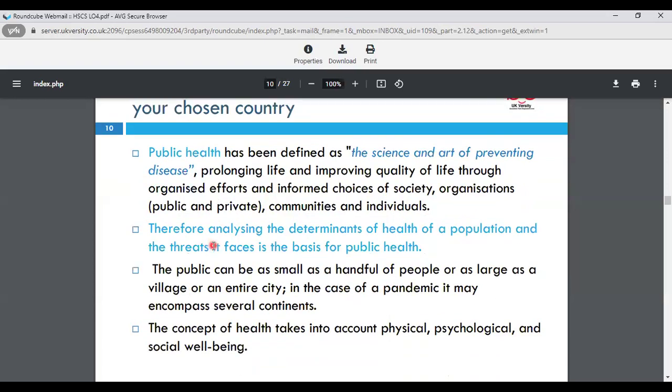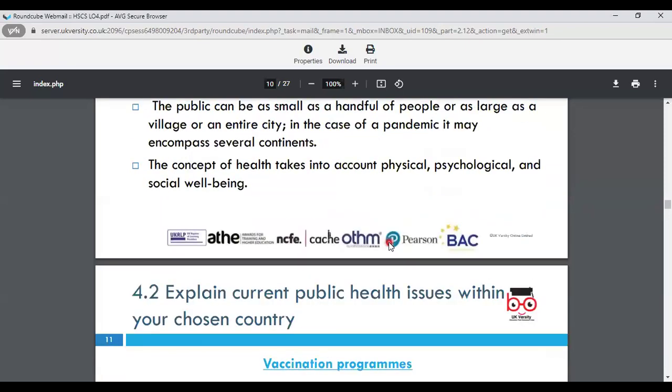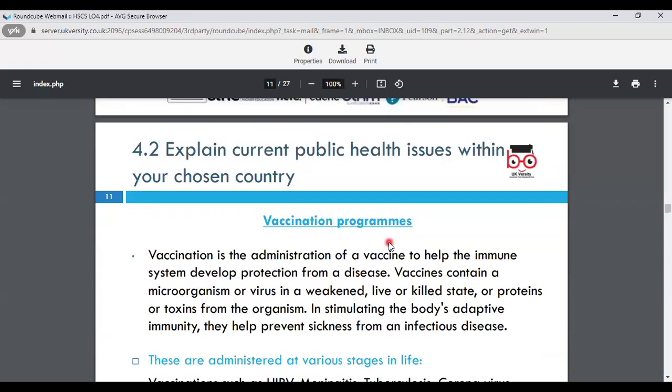They are analyzing the determinants of health of a population and the threats it faces. Public health can be as small as a handful of people or as large as a village or an entire city. In the case of a pandemic, it may encompass several continents. Within the public health group, there were people who worked day in and day out just to combat that situation. The concept of health takes into account physical, psychological, and social well-being.